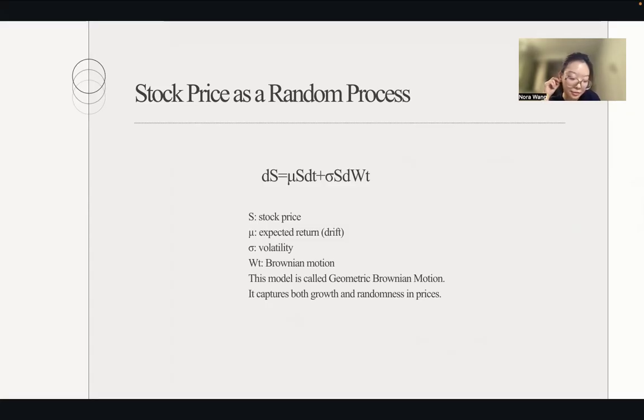To model option price, we first need to model how the underlying stock behaves. The Black-Scholes model assumes that the stock follows the stochastic differential equation, which is dS equals mu S dt plus sigma S dW_t. And this assumption is what allows us to derive option price mathematically.